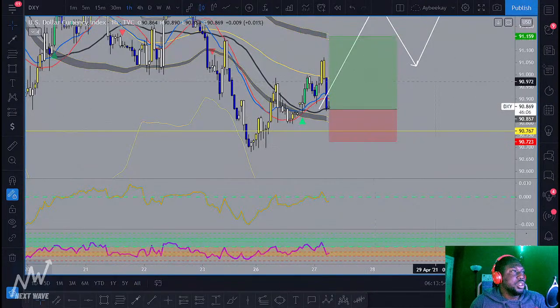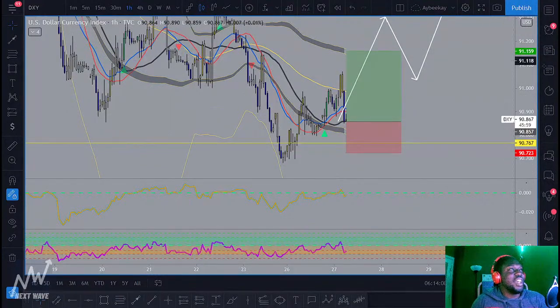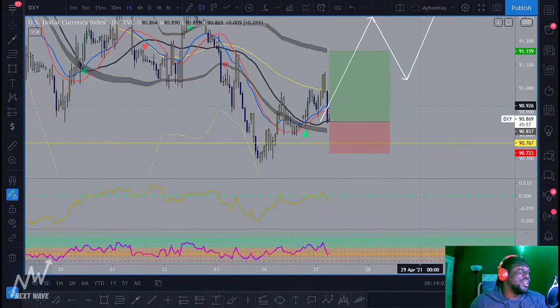Risk to reward is 1 to 2.25. Sorry, I said 2.2, I know, haha. That's a joke my wife will make.